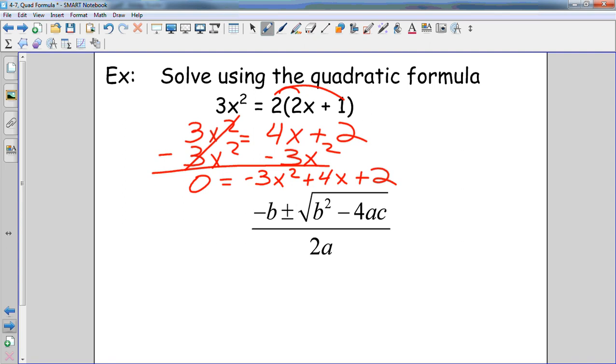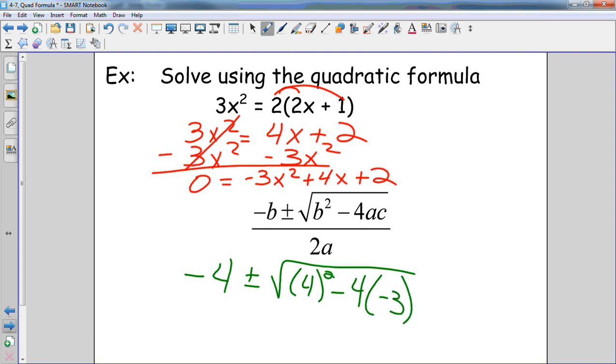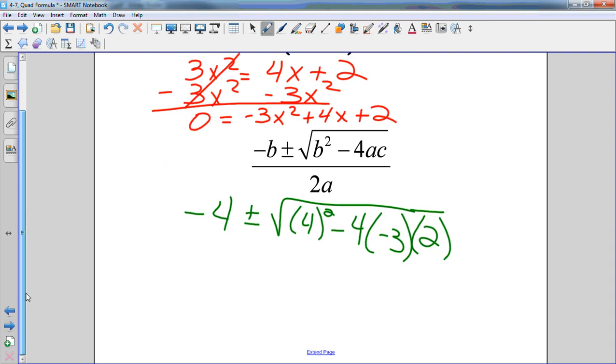X equals negative b plus or minus the square root of b squared minus 4ac all over 2a. There you go. So here I go. Plug them in. Negative b, negative 4 plus or minus square root b squared. So I have 4 squared minus 4 times negative 3 times c, all over 2a. A is negative 3.